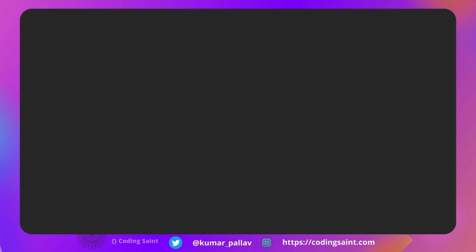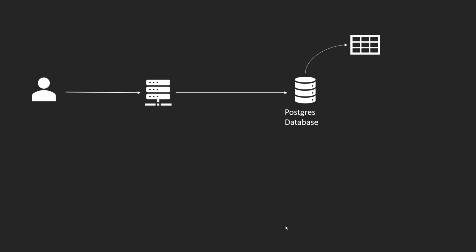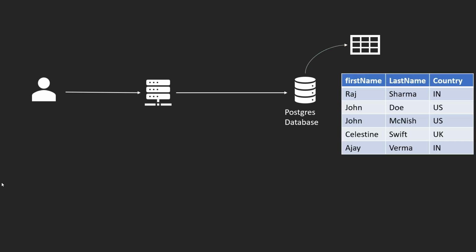Let's code our first HTTP GET request. In this example, let's see how the flow will be. The user is making a request to the server. And from the server, we will have to go to the database to get the data. In the database, there is a table which contains the user information. The user information could be like this, where we have the user's first name, last name, and the country saved.